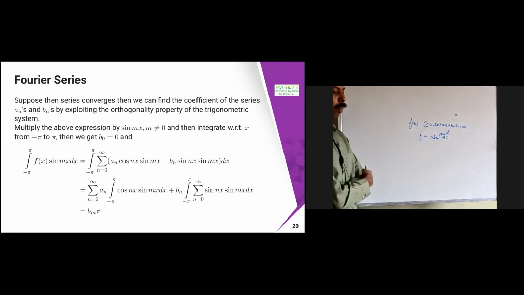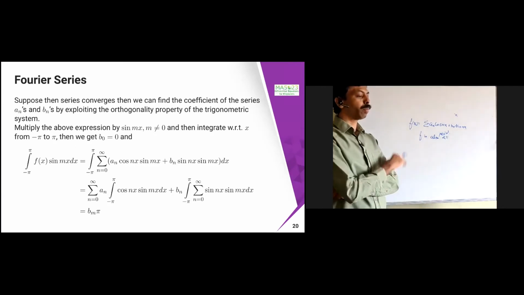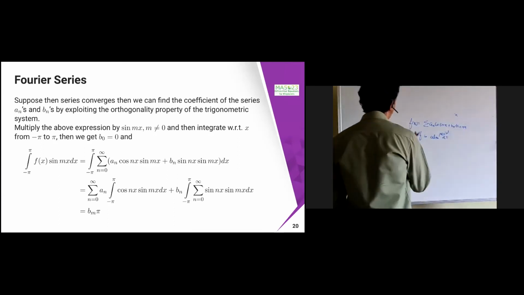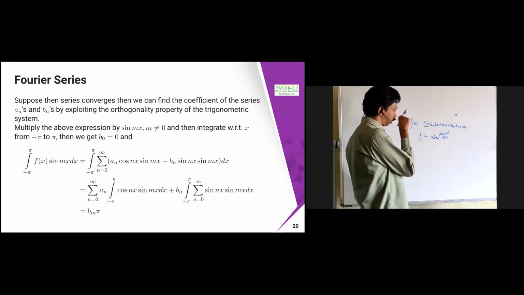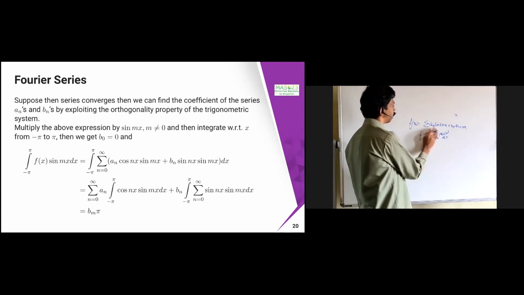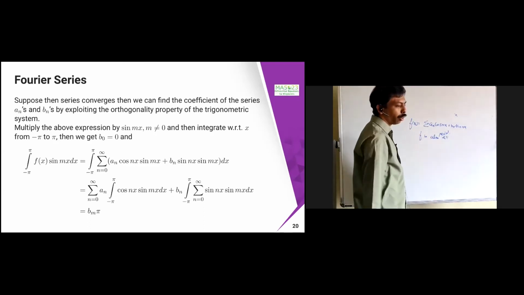Suppose the series converges. Then we can find the coefficients of f, the a n's and b n's, by exploiting the orthogonality property of the trigonometric system. What we are going to do is, I said already that this is going to converge. So we have all these properties. Suppose this is converging, and we have continuity, etc.